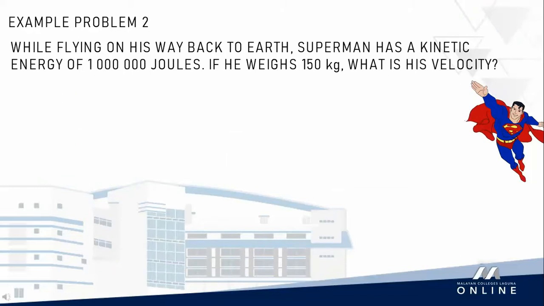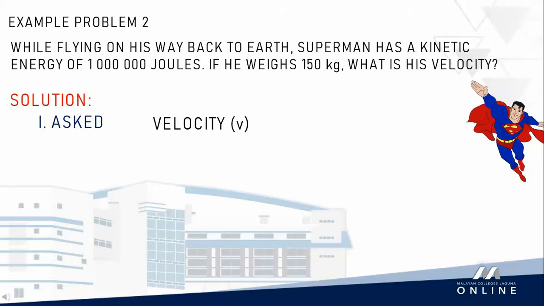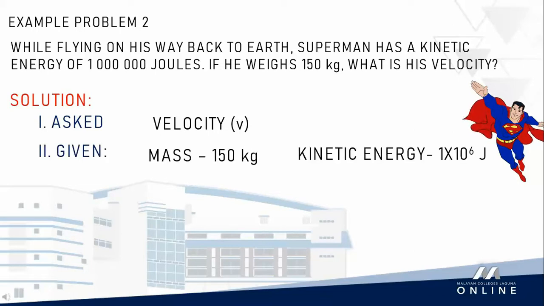Let us have another example. While flying on his way back to Earth, Superman has a kinetic energy of 1 million joules. If he weighs 150 kilograms, what is his velocity? It is clear here that we are looking for velocity, right? The mass and kinetic energy are both given in the problem.